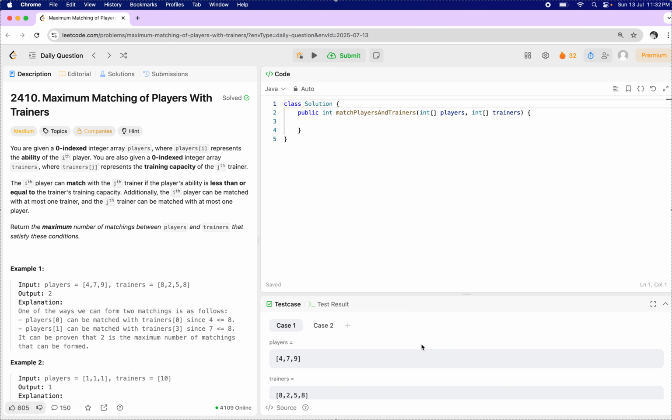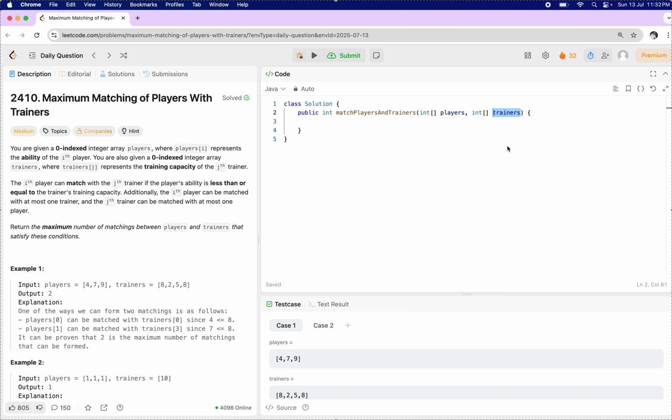Okay, so there is an array of players, called players, and then there is an array of trainers, also called trainers. Both of these are given to us as input. The constraint is that we need to train each player in such a way that the player's capability should be less than or equal to the trainer's capability.